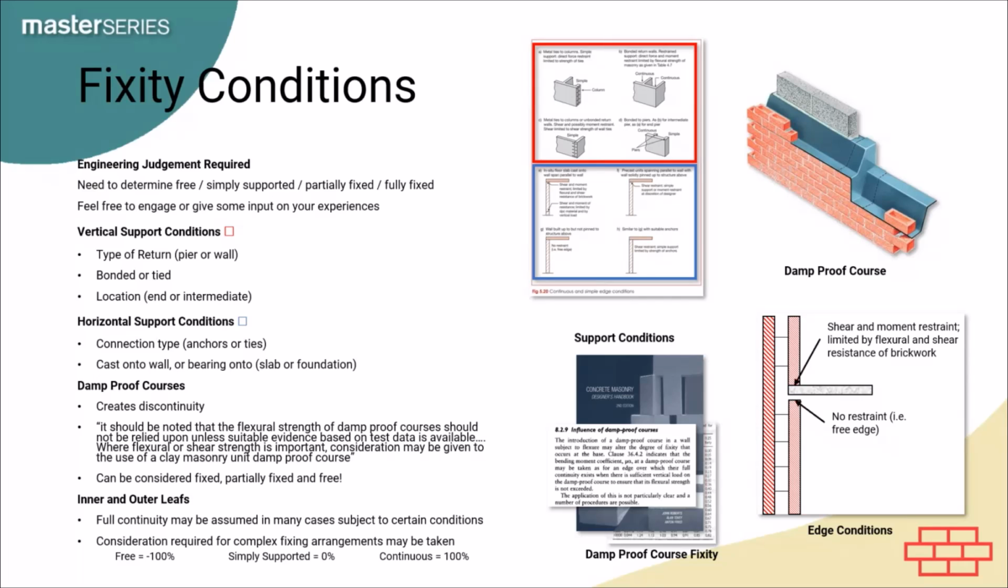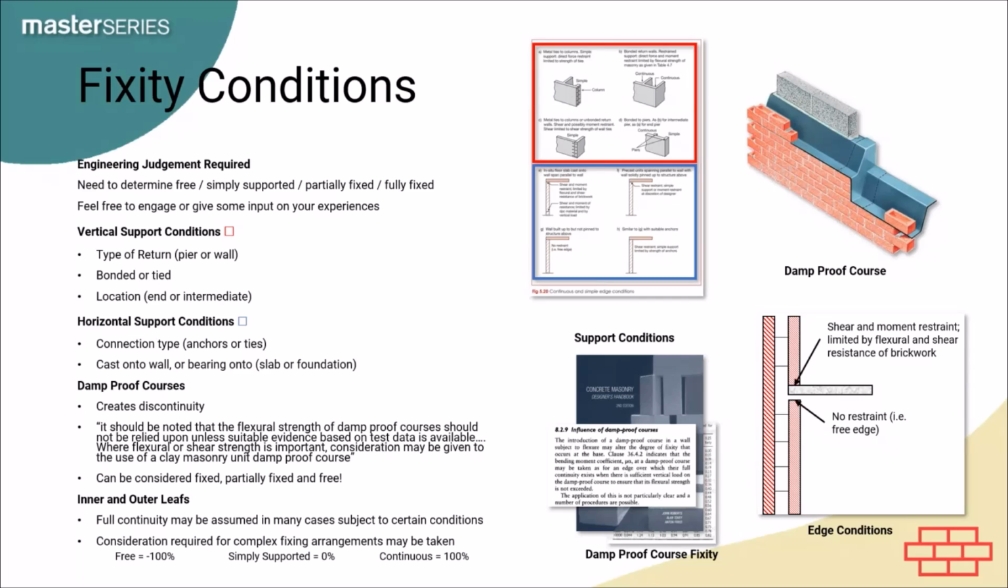So, a DPC could be considered actually one of four conditions. It can be considered partially fixed as long as consideration has been given to gravity loads. I recall seeing tables to allow for partial fixity from the Concrete Masonry Designer's Handbook, as we see here. But typically, simply supported is assumed, if the damp proof course has enough shear resistance. If not, we assume it is a free edge, which would seem a bit strange unless the membrane was made of something very, very slippery like Teflon or something.